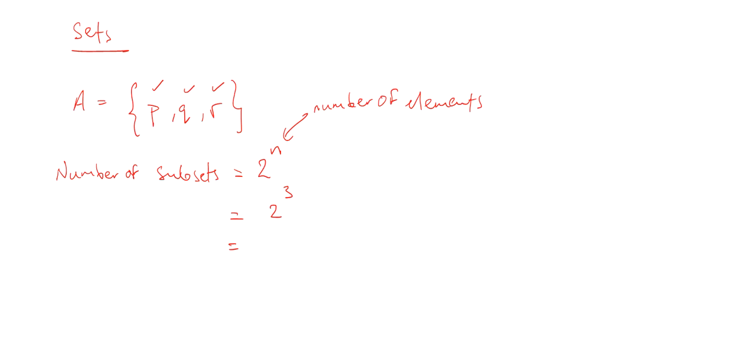which is now 2 cube. Now just remember, in this paper you cannot use a calculator, so you're going to have to work out things using pen and paper. So 2 cube is the same as saying 2 multiplied by 2 multiplied by 2, which is 8. So therefore we're going to have 8 subsets for the set A. Okay.